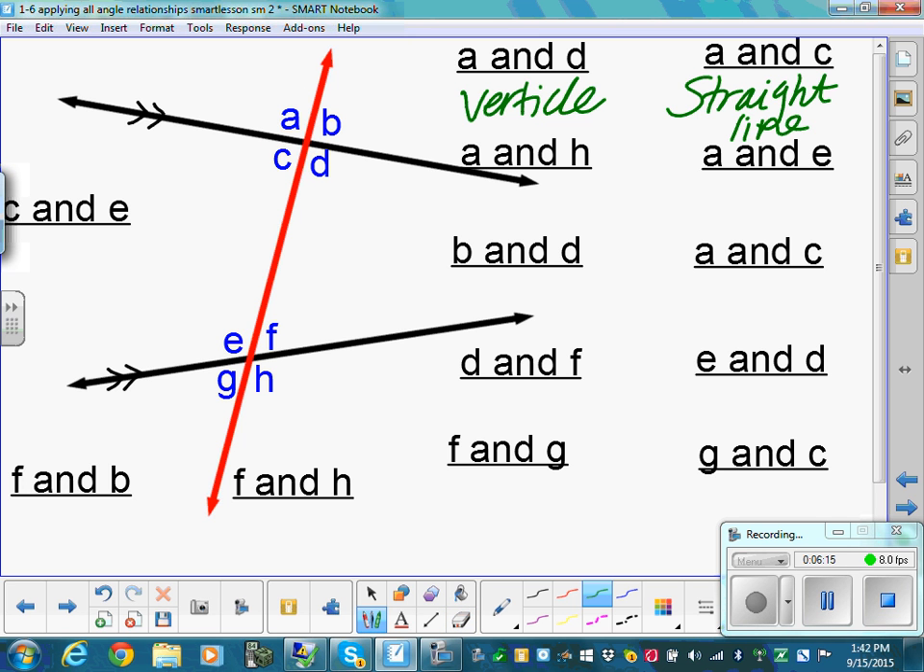How about A and H? So I'm drawing it, A and H. Somebody said alternate exterior. Who said that? Good, Ethan. Do they alternate on different sides of the transversal? Yeah, they do. And then they fall on the outside of the parallel lines. Good, Ethan. Alternate exterior.